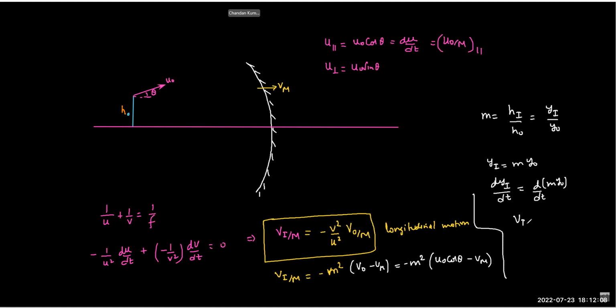So this is the V_IM transverse. And this will have two terms: m times d y naught by dt plus y naught times dm by dt. Understood?